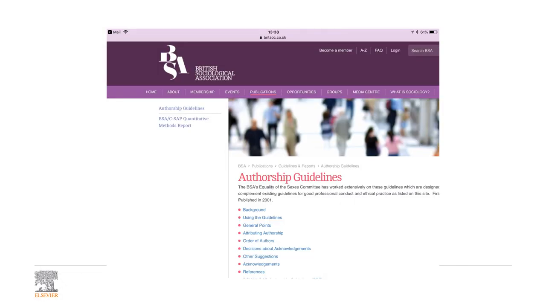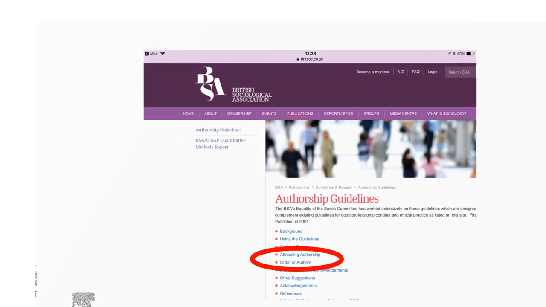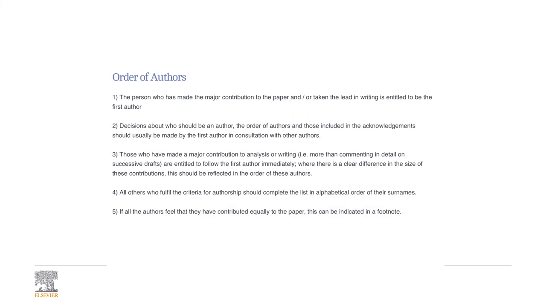The British Sociological Association does offer some authorship guidelines, and it also offers some specific guidelines here on order of authorship. Under order of authors, and the first criterion, they say, the person who has made the major contribution to the paper and or taken the lead in writing is entitled to be the first author. Again, this is an entitlement and not an absolute right to be first author. That can be decided between the team.